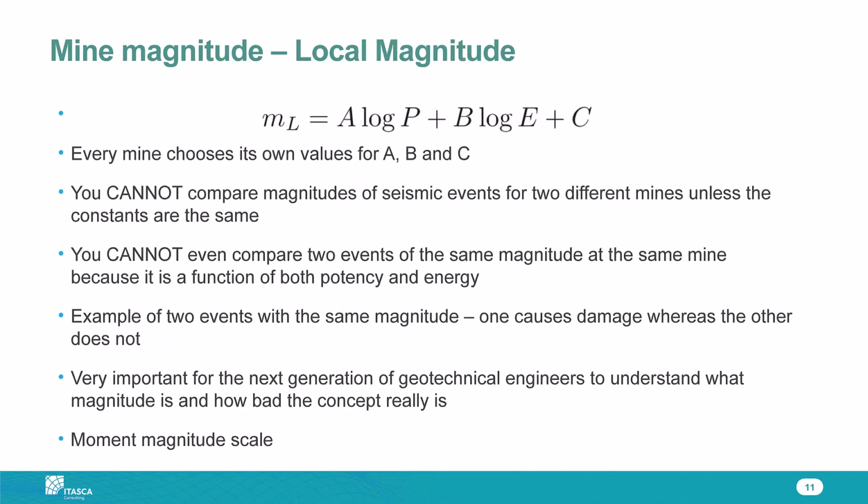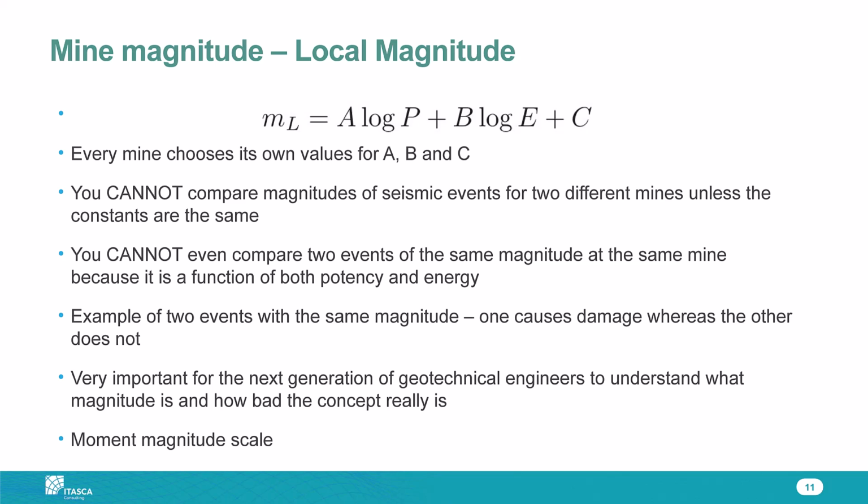Mine magnitudes are completely different. A mine's local magnitude is a function of the log of the seismic potency of the event, plus a constant times the log of the seismic energy of the event, plus a third constant. So it's a function of seismic potency and seismic energy. Richter, as I mentioned, is a function of distance and amplitude. Mine magnitude is a function of potency and energy. It's completely different things, and we cannot compare mine's local magnitude to Richter magnitude. There are some people that try to play tricks to do that, but it will be quite inaccurate.